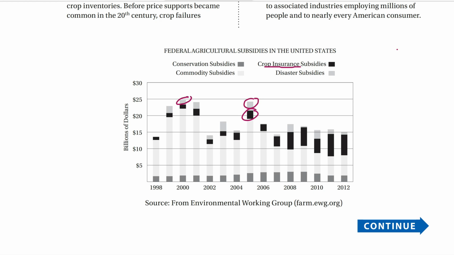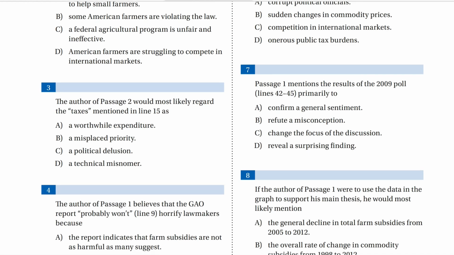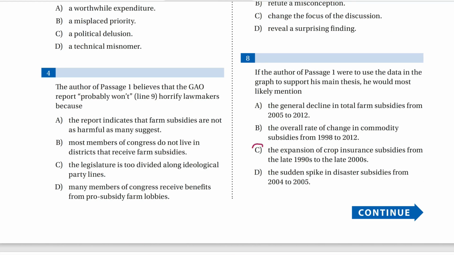Commodity, so I have to go for this one, maybe the white one. So what do you think? Do you accept C, the expansion or increase of crop insurance subsidies from the late 1990s to the late 2000s? Look at this one. If he has to use what? Question number 8. The expansion, and I want you to write here, increase of the crop insurance subsidies from the late 1990s to the late 2000s.